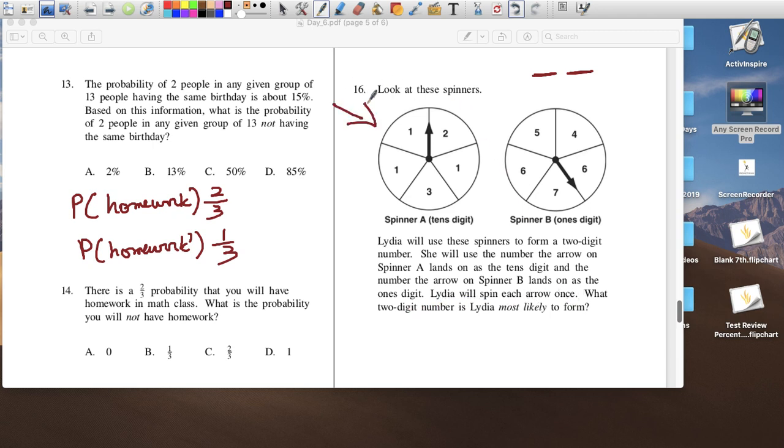If you spin this one right now, the one that has the most chance is the number 1. So most likely, the first digit, the 10s digit, is going to be a 1. Now, if you spin the second one, what is the most likely number to happen? Well, there are 2 6s, only 1 4, only 1 5, and only 1 7. So the probability of landing on 6 is a little bit higher than the others. So the most likely number that she might get here would be 16.